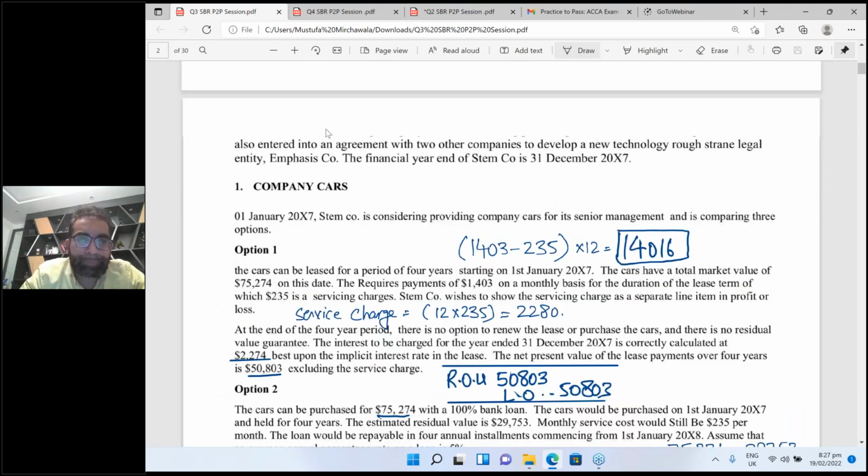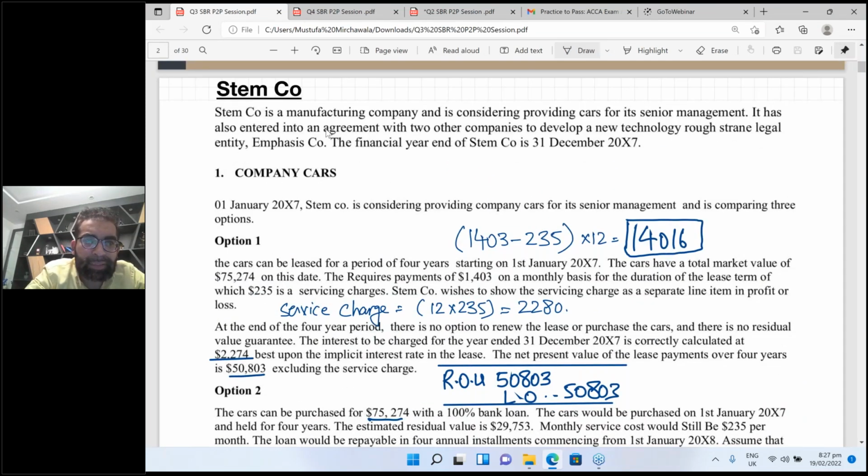Now, STEM company is a manufacturing company and is considering providing cars for its senior management. It has also entered into an agreement with two other companies to develop new technology through a separate legal entity. The financial year end of STEM company is 31st December X7. Don't forget this year end. So the first requirement is purely related to IFRS 16, and yes, it is a scoring requirement. You can make good marks from this.